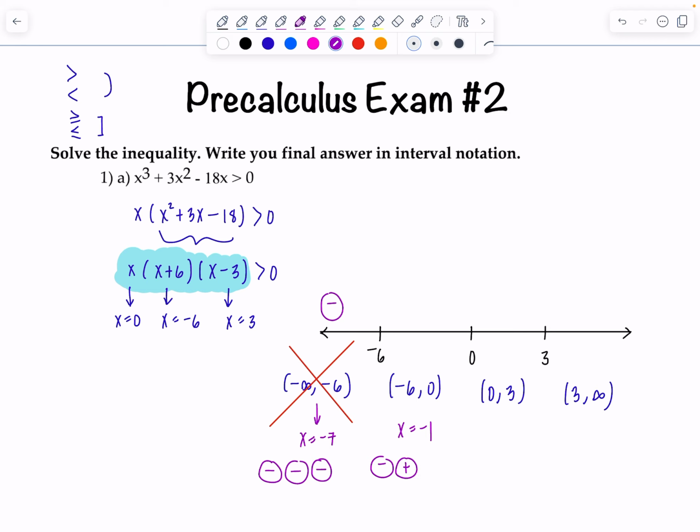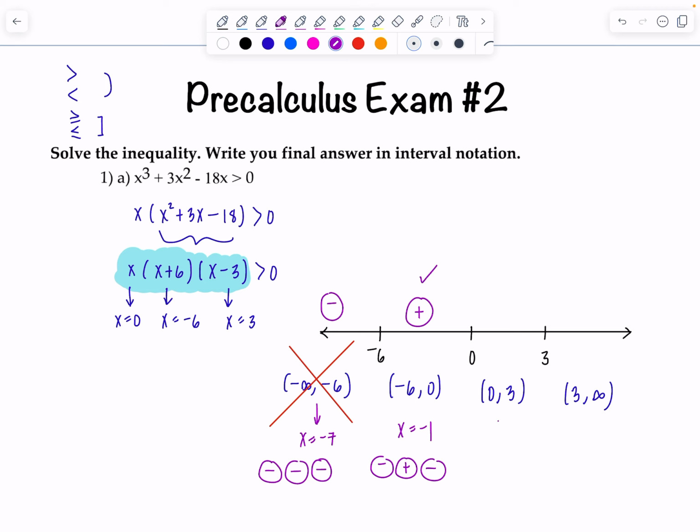And then what about negative 1 minus 3 right here? Then that factor is negative. So a negative times a positive times a negative, overall that's going to give me something positive, right? Because these two negatives will cancel and make a positive. Well, does that work for us? Yes, because if this is positive, that's greater than 0, that satisfies the inequality. So that works. That's going to be part of our solution set.